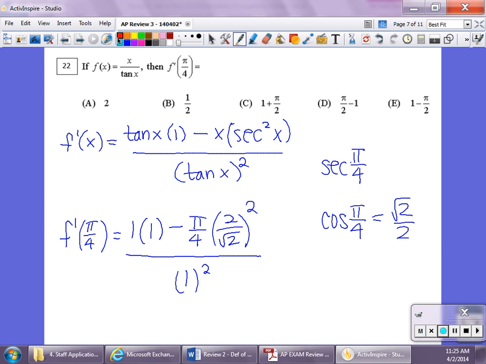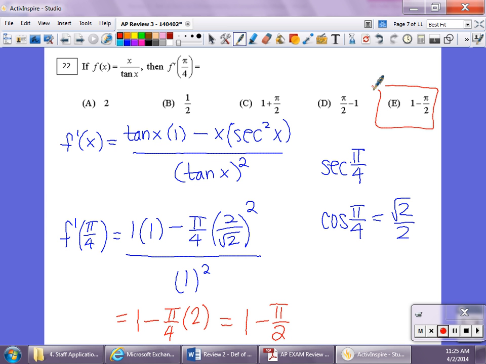So you want to make sure you know your cosine, sine, tangent values really well so that you can do the reciprocal values. And then you end up with 1 minus, that's 4 over 2, so 2 pi over 4 times 2, which equals 1 minus pi over 2, I believe.